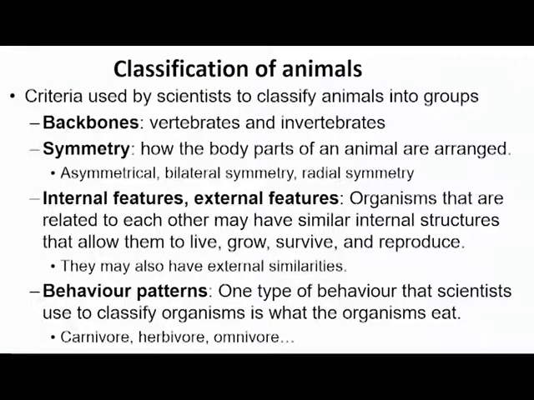There are several criteria that are used by scientists to classify animals into groups. Scientists look at the backbone. They classify the animal based on the backbone, which is either vertebrate or invertebrate. Vertebrate animals have a backbone, for instance fish, birds and mammals. Then we have invertebrates, which are animals that do not have a backbone, for example insects and jellyfish.